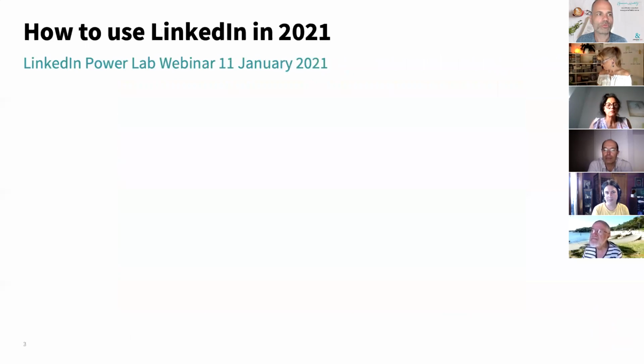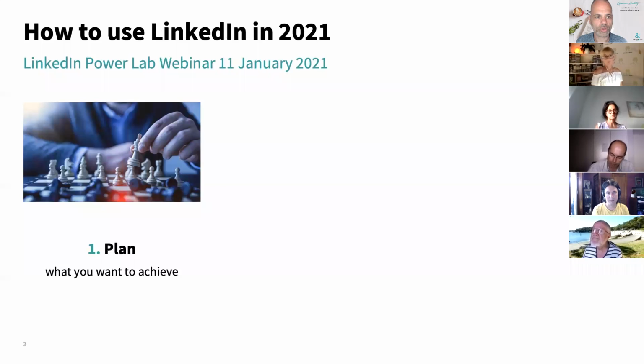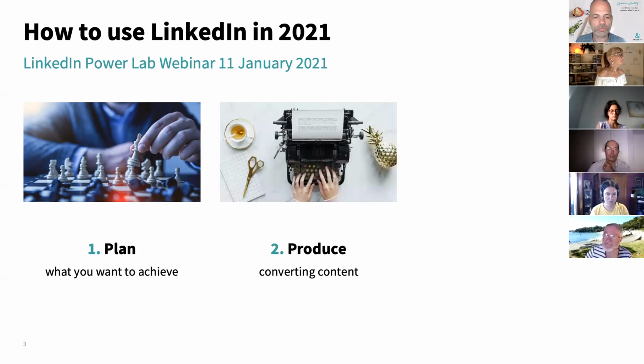So what I would like to show today is how to use LinkedIn in 2021. And the way these webinars work, I normally take 3 subtopics of the main story to talk about. First of all, 2021 is all about planning what you would like to achieve, because it's not the same as what we have done last year. It's different compared to January 2020. And the next one is produce converting content. That is a very critical part of using LinkedIn. And it's not only about being there, but being there actively. And that's the way we can stand out.